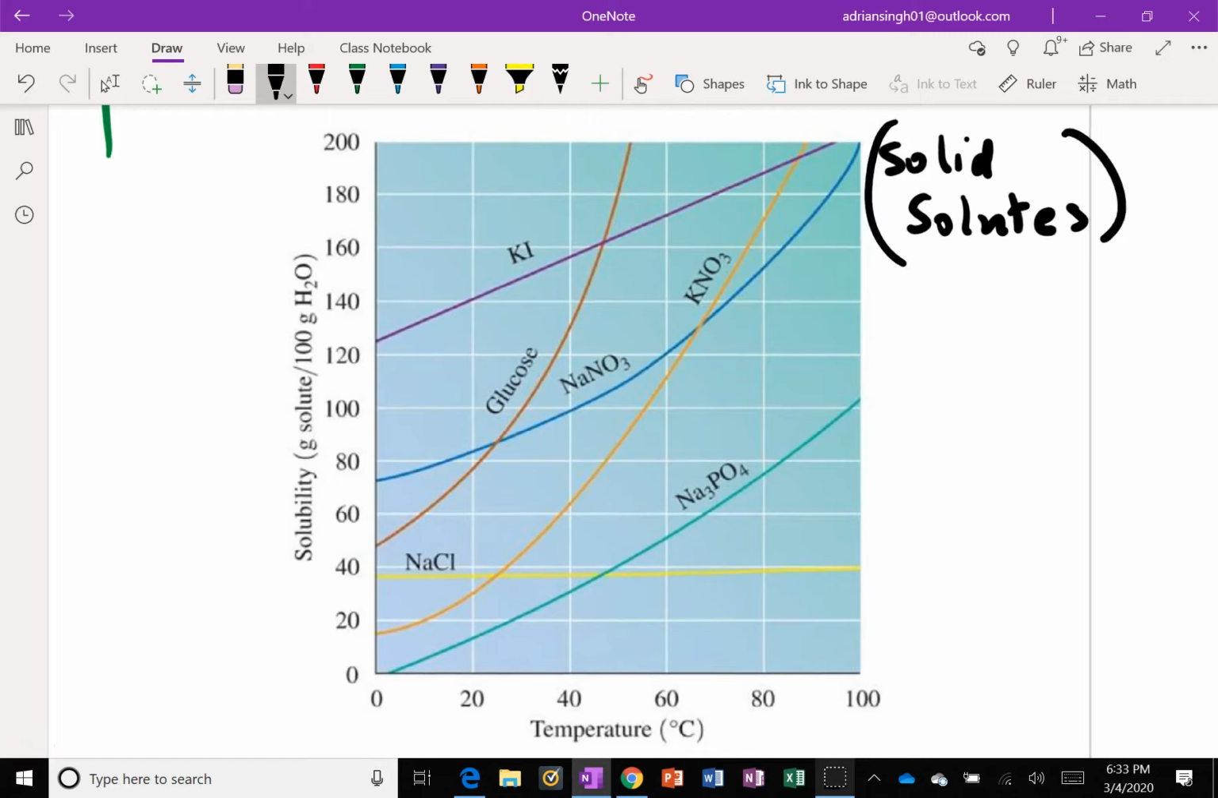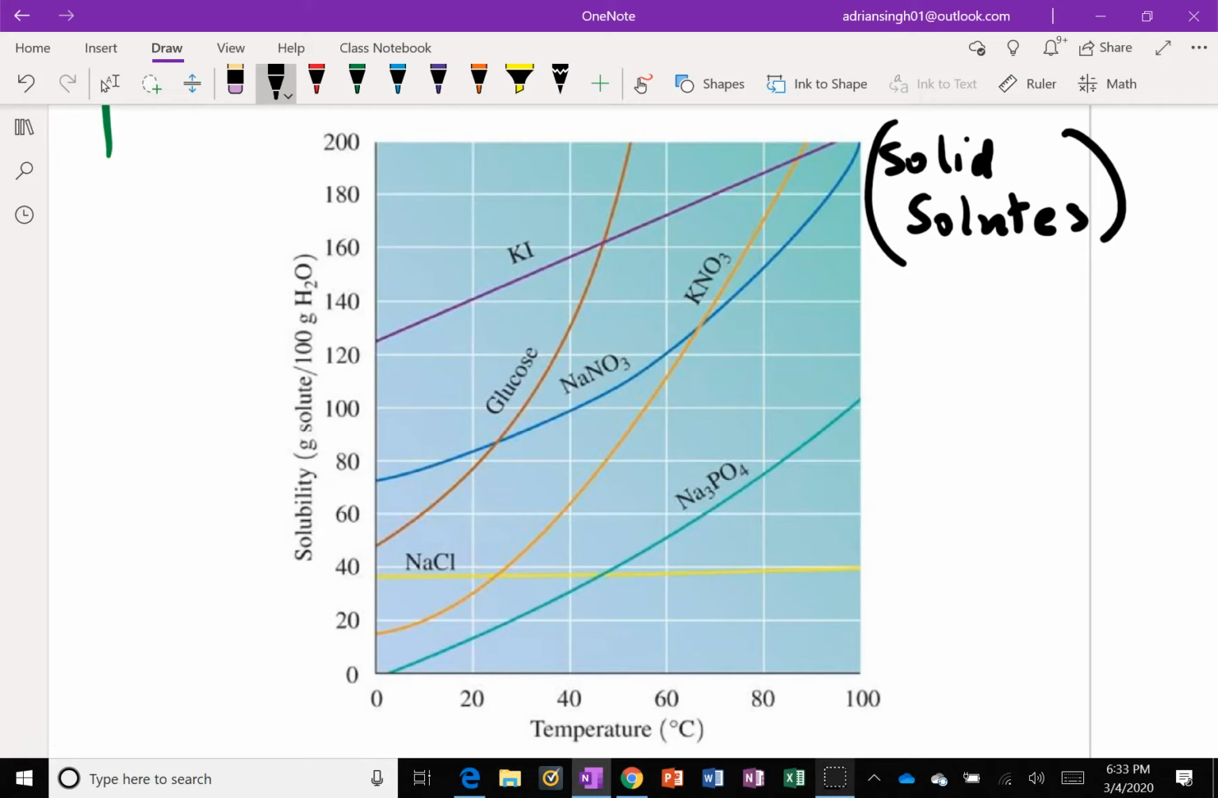So if you look at one of these that you're familiar with, sodium chloride, NaCl, as you increase the temperature, you can see the solubility kind of increases a little bit, right? It slopes upwards. It's not a dramatic slope, but it is a slope upwards. Some of the other substances, so for instance, like glucose, right? As you increase the temperature, the solubility goes up almost on a logarithmic scale, right? Exponentially. And glucose is a type of sugar.